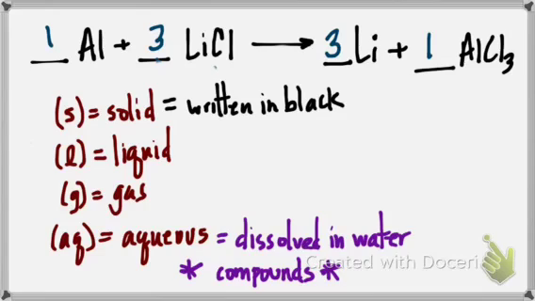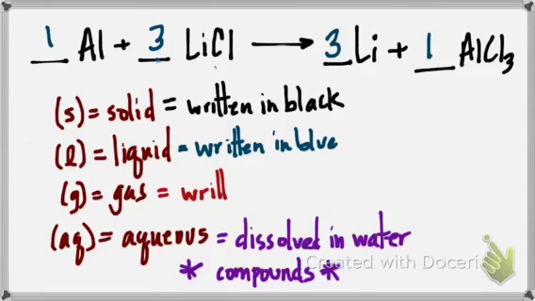If it's a liquid, it's written in blue. Notice there are only two up there. You've got bromine and mercury. Those are the only two elements that are liquids at room temperature. And then last, if it's a gas, it's written in red. And you're only dealing with this if it's on its own.